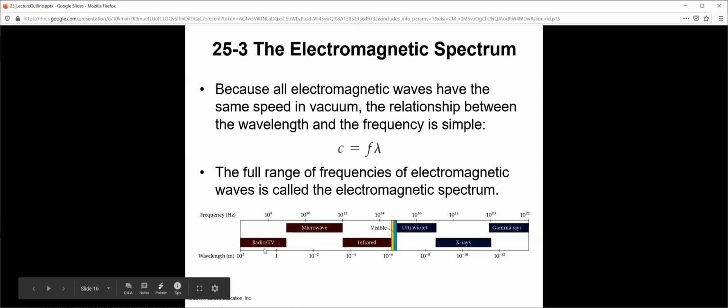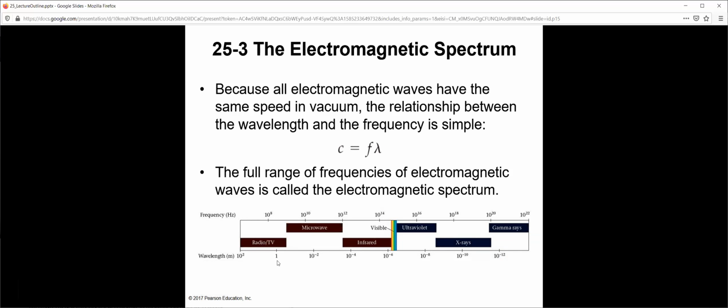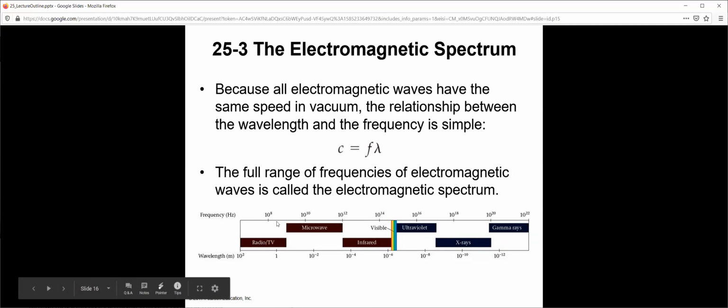Down here, radio TV waves, they're commonly called radio waves, not TV waves. But we notice here, these have a very low frequency and a huge wavelength. And what you need to do is remember the speed of light is 3e to the 8th. So at 1 meter of wavelength, you're at about 3 times 10 to the 8th frequency. So this math works out beautifully.